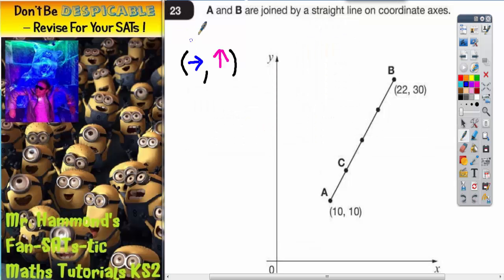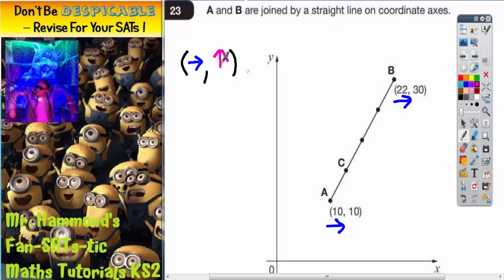Question 23 is all about coordinates. It says A and B are joined by a straight line on coordinate axes. So we've got point A and point B. Now what we need to remember first of all is that with any pair of coordinates in a pair of brackets and separated by a comma, the number before the comma is how far along the corridor we go. In other words, how far along the bottom we go. So point A must be 10 along and point B must be 22 along.